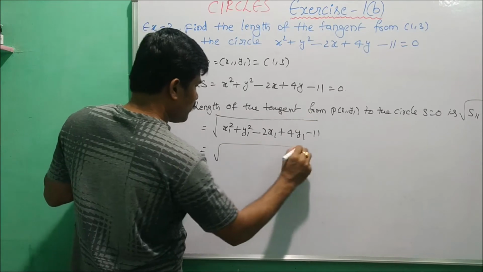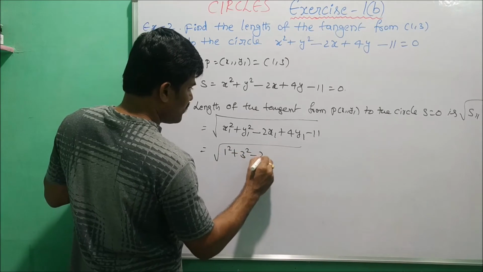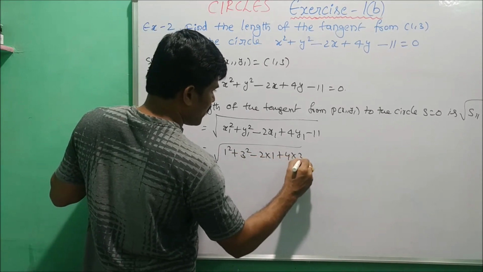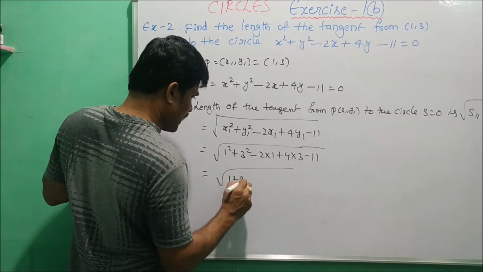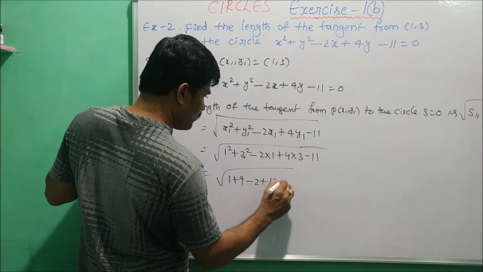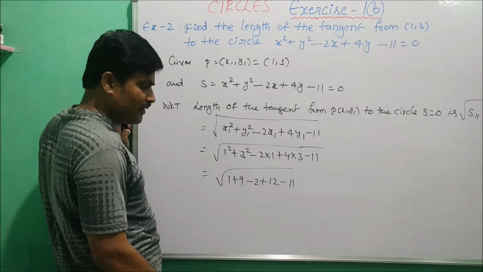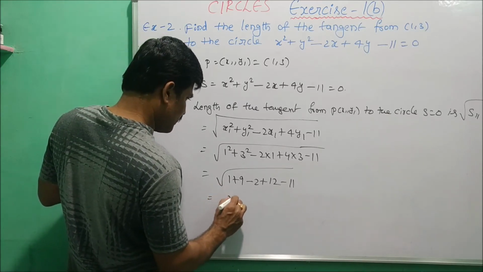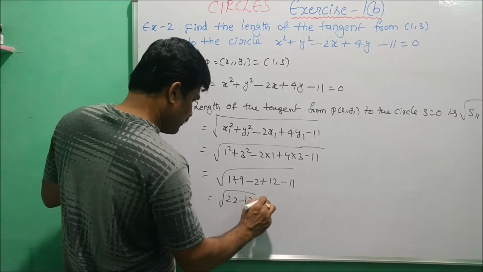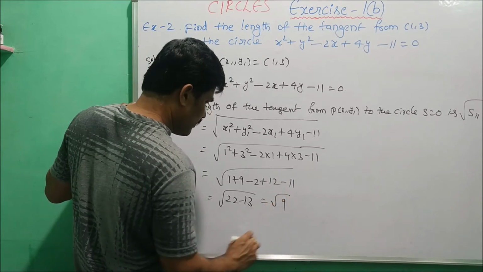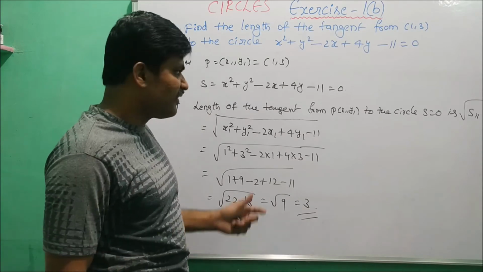Now in that we substitute the point 1, 3. 1 square plus 3 square minus 2 into 1 plus 4 into 3 minus 11. This is 1 plus 9 minus 2 plus 12 minus 11. So 12 plus 1 is 13, 13 plus 9 is 22. So this is 22 minus 13, so that value equals square root 9. Square root 9 means 3. So the length of the tangent is 3. This is the solution for this example.